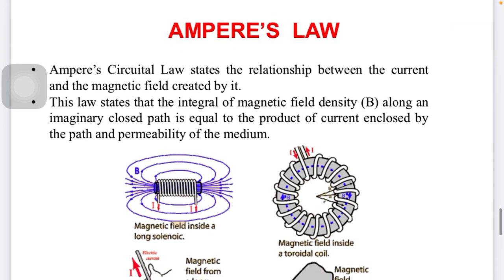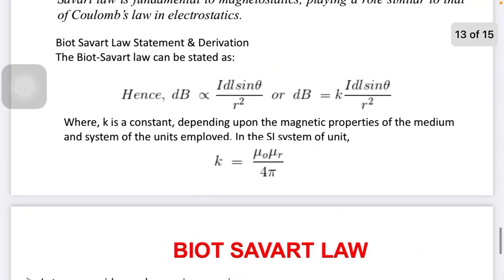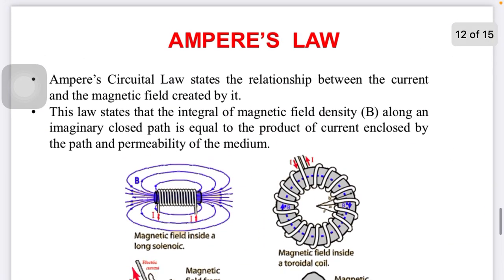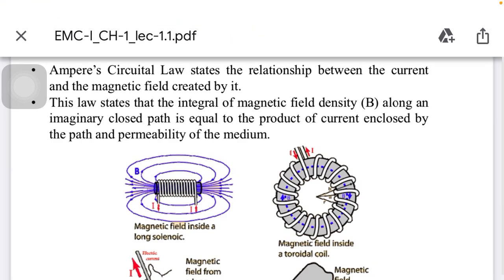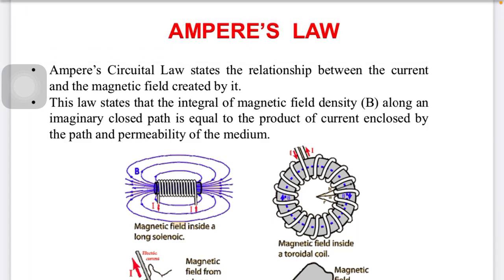Now the last two topics of chapter number 1 are Ampere's law and Biot-Savart law. Okay, what is, as the name says, Ampere's law? Ampere, current related something. So Ampere's circuital law states the relationship between a current and the magnetic field which is created by it.